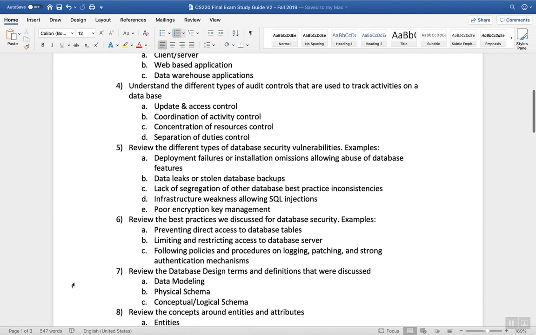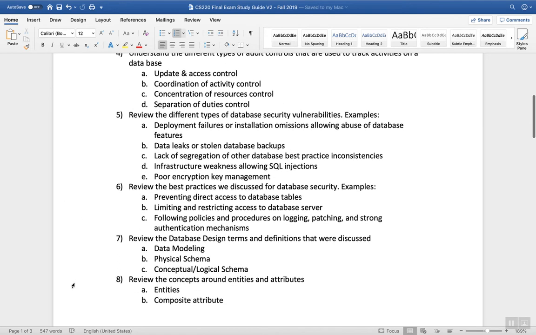All right. We talked about the best practices for database security. So, a couple of things to be aware of on that. Prevent direct access to tables. Nobody should have to go directly to a table. You should go to an application to get to a table.